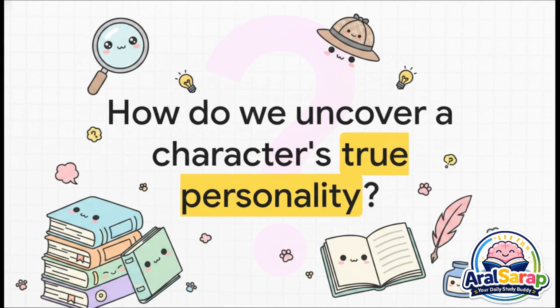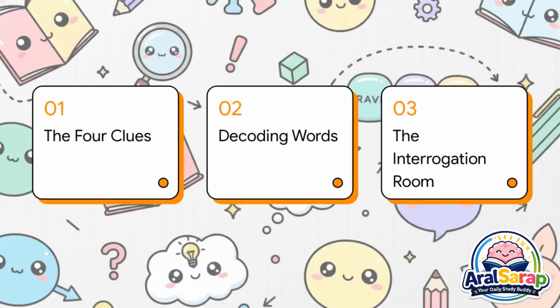Because, just like in real life, you can't always trust a simple surface-level description. You really have to observe, gather the evidence, and analyze it. And the most powerful clues left behind by any author are the 4 elements of storytelling. Here is our game plan to solve this case today. First, we'll examine the 4 clues, which are those core story elements. Second, we'll decode some words to see the difference between literal and implied meanings. And finally, we will step into the interrogation room for a quick practice run.